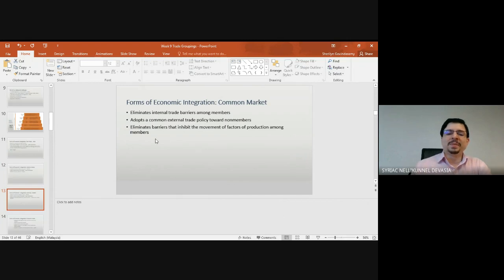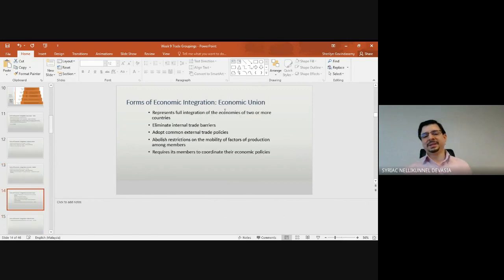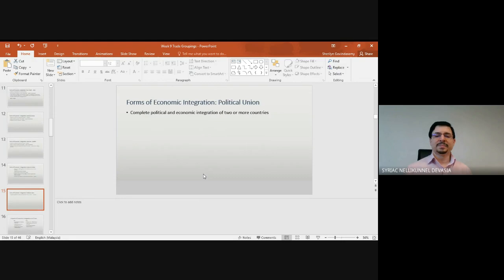Then we have the common market. That's what we just saw, okay. And economic unions. Economic and political unions are the most important ones, which are quite successful, especially if you look at the European Union. European Union is a classical example of economic and political union. Okay, so it eliminates internal trade barriers, then adopts a common external trade policy, abolishes restrictions on the mobility of factors of production, requires members to coordinate their economic policies, and so on, and political union. So we have seen this.